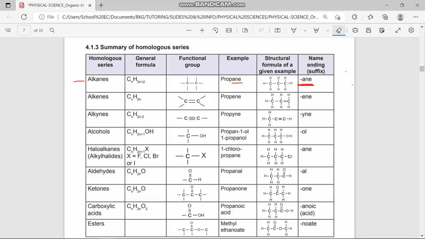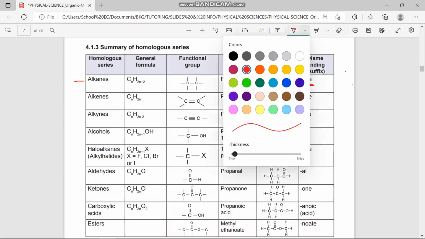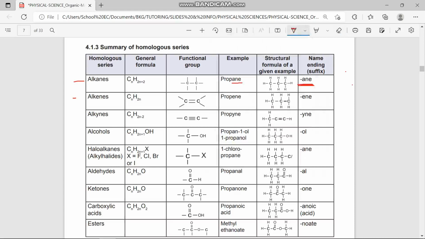So let's go down to alkenes. Alkenes is the second homologous series I'm going to be discussing today. In order for you to write down the compounds under this homologous series, you must use the general formula of each homologous series. If you want to write the structural formula of a compound, you must use the general formula.